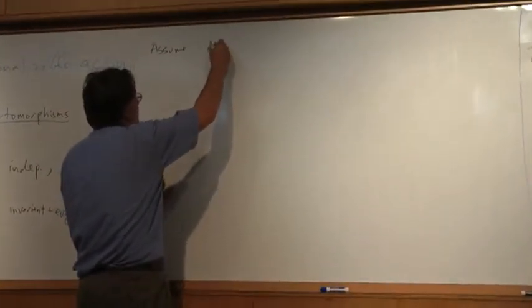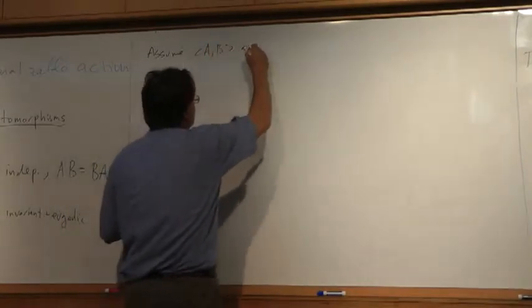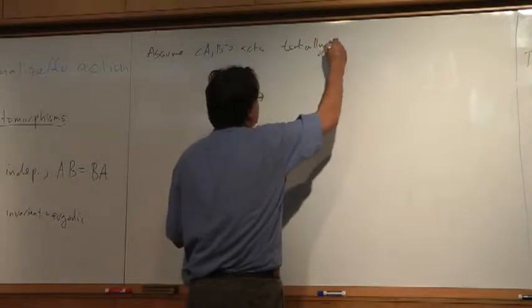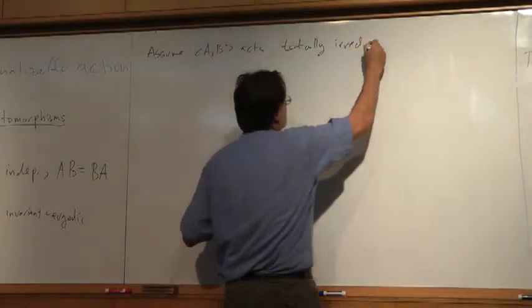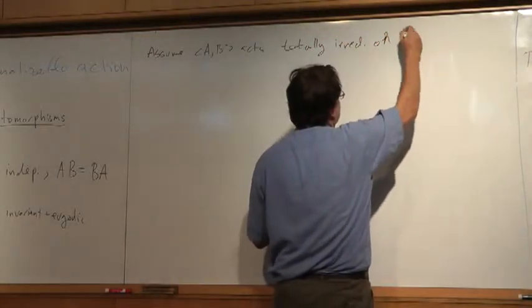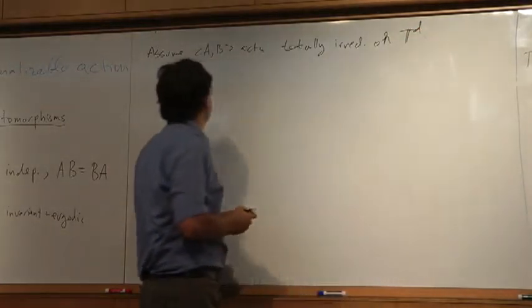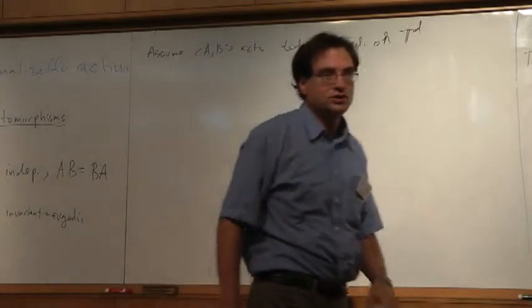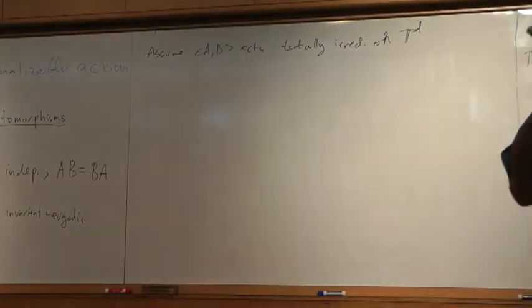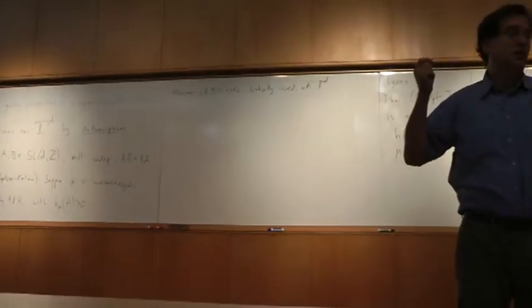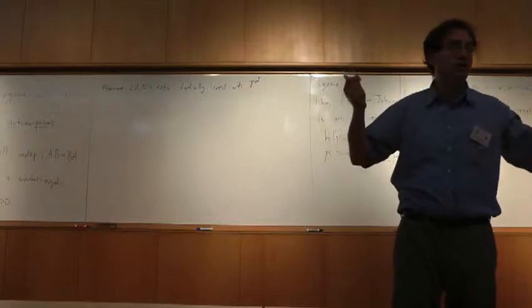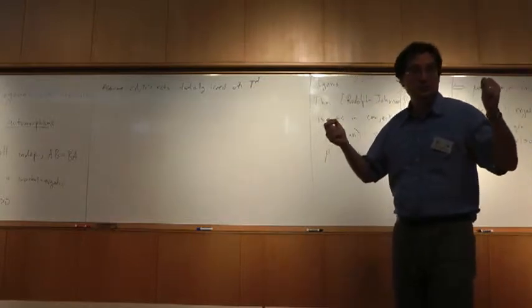group generated by A and B acts, I don't know if it's totally or strongly irreducibly on TD. I have now enough experts to answer whether it's totally or strongly irreducibly. By this I mean that there's no positive dimensional subgroup of TD invariant under a finite index subgroup of the group generated by A and B. Okay?